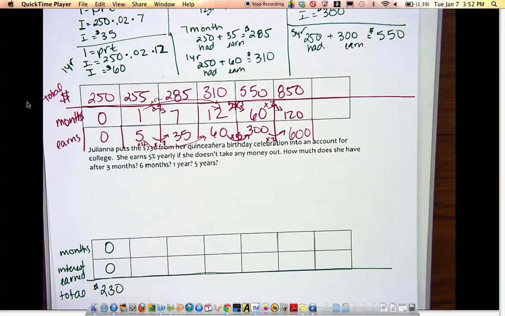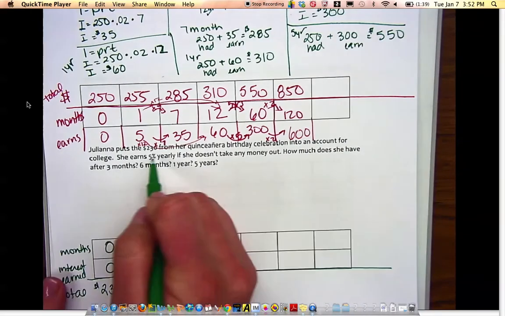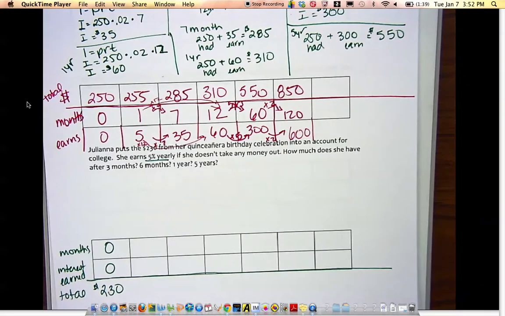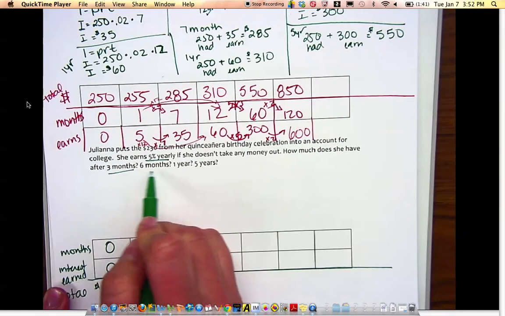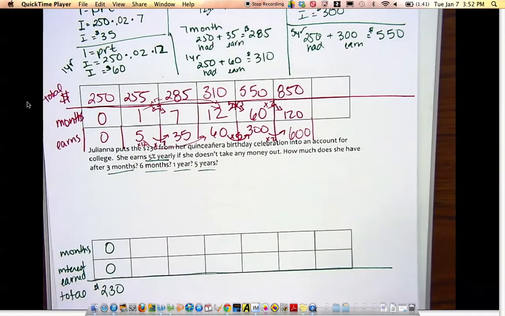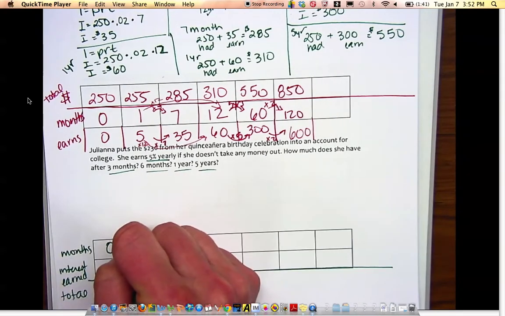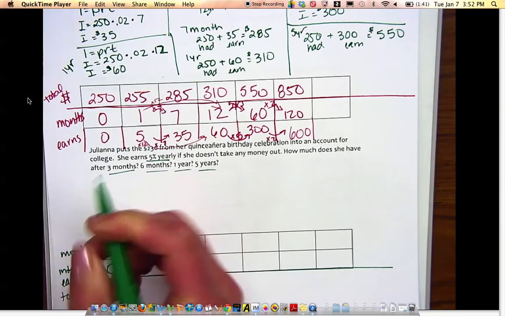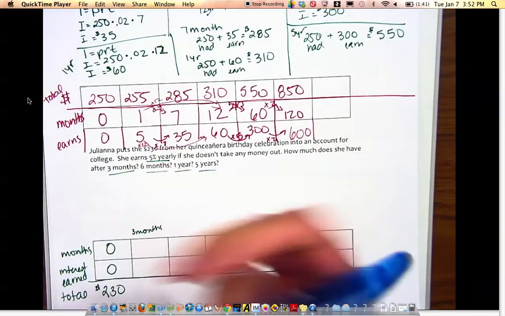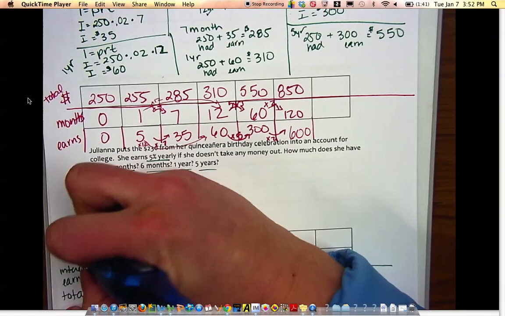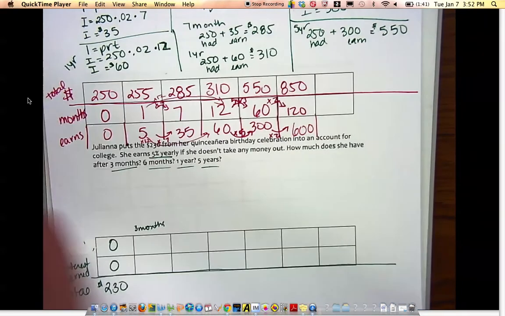Okay, so she's earning 5%, and this is yearly. Remember how I talked about sometimes we have to look at the relationship between the percent or the rate and our time. So I'm looking at 3 months, 6 months, a year, and 5 years. So 3 months, and I think I'm going to change this. Instead of months, I'm going to call this time. And that actually matches a little better with my formula.